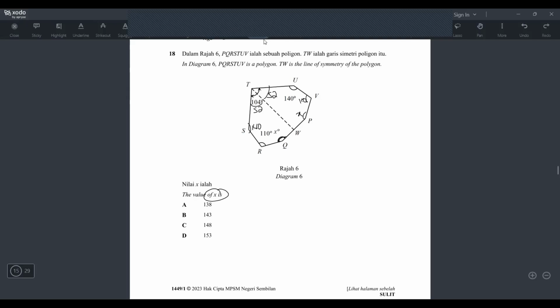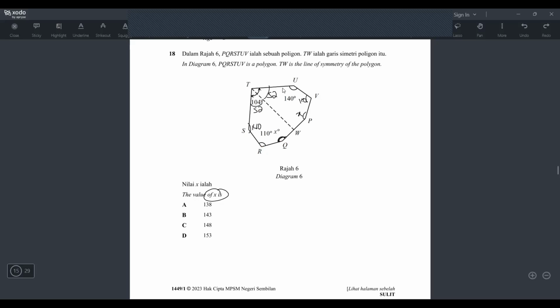So let me highlight it for you. So we cannot use this to do. The reason why we cannot use this to do is because I don't know this angle. If I know this angle, then I can take 540. Why 540? Because got 5 sides. If got 5 sides, the sum of interior angle will be 540. And then I'll minus this, minus this, minus this, minus this to get x. But the problem is I don't have this. So you cannot do it like this.